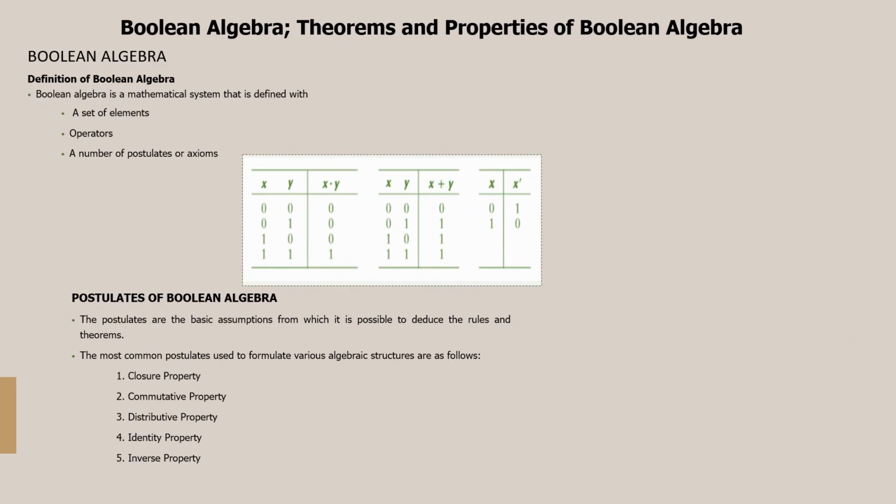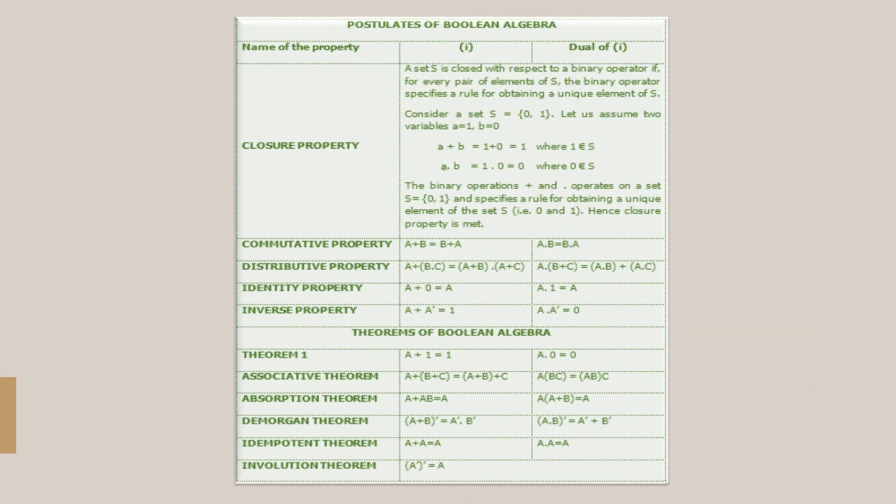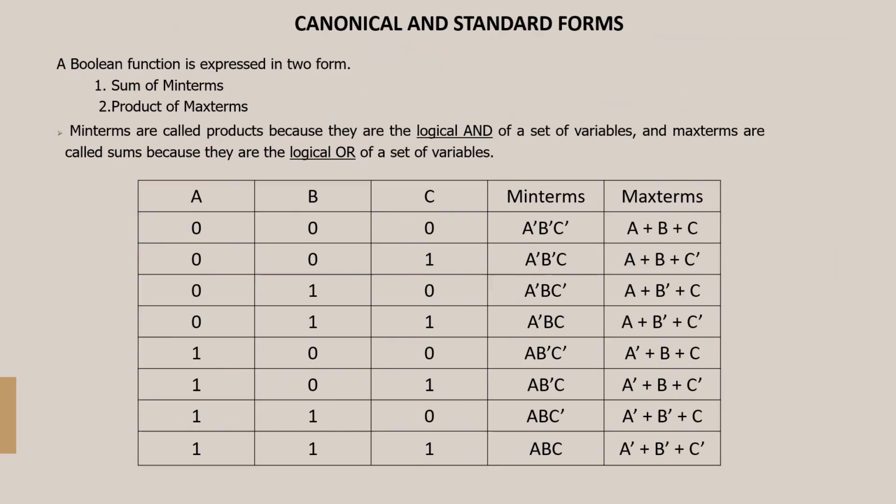Then the next one is Boolean algebra, theorems and properties of Boolean algebra. Here are some of the theorems of Boolean algebra. Some of the properties of Boolean algebra. Then canonical and standard forms. Here there are two forms of expressions, that is SOP and POS. That means sum of product terms and product of sum terms.